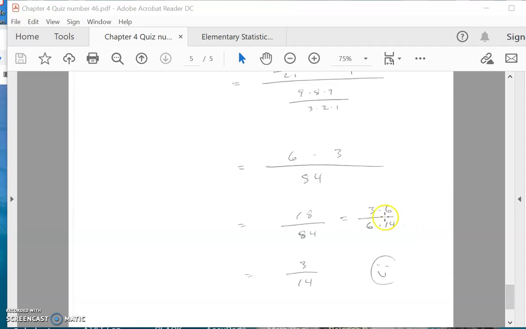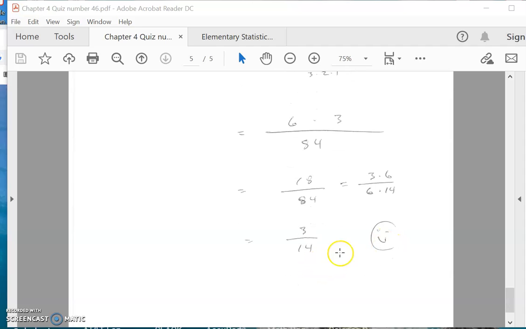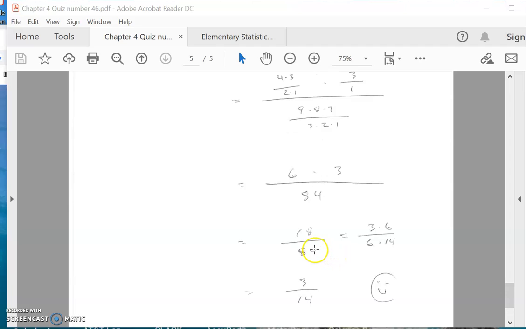You can do a little bit of factoring here. 18 is 3 times 6. 84 is 6 times 14. The 6's will cancel. That gives me 3 over 14. I'm giving myself a big happy face because that is the correct answer. Okay, so I hope that helped you.